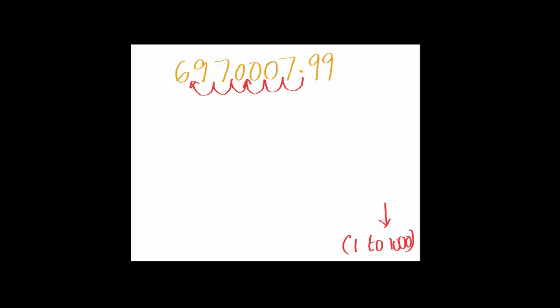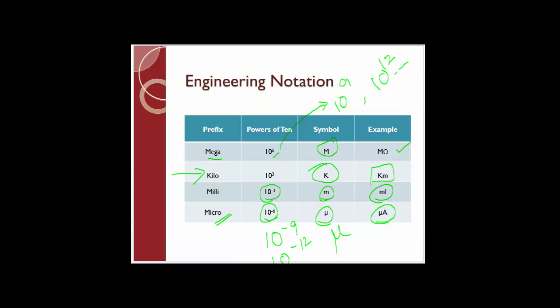Again, remember that it's multiples of 3. You cannot do 4, 5, but you need to check after moving 3 places whether it is in the proper range. If not, you need to move 3 more, and if not, 3 more, and so on. So in total, we moved 6 places in here. So the final number becomes 6.97, which is in the range of 1 to 1000, times 10 to the power of moving left, so positive 6. Remember that 10 power positive 6 is called mega.